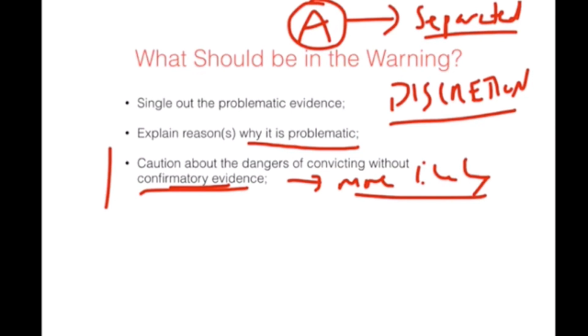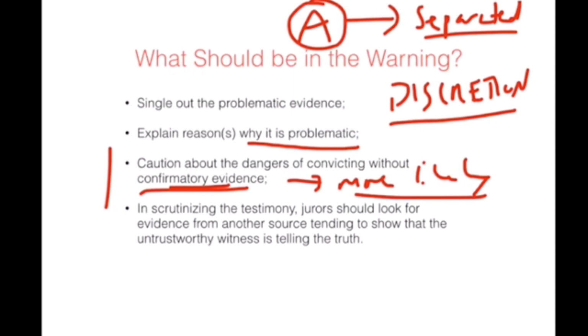Jurors should not be instructed that they can convict even without confirmatory evidence, on the basis that some of this evidence is so problematic that why should jurors actually convict if they can't find any evidence to confirm what a problematic witness has said? But that is not the law right now. The law is right now that it's up to jurors to decide whether or not to convict. And that's the nature of the test.